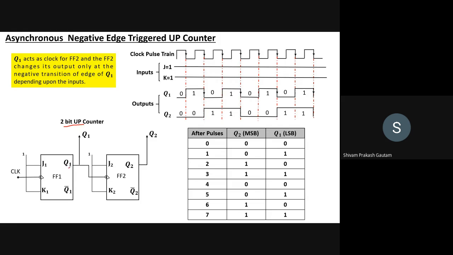And Q1 is acting as the clock to the second flip flop. Just see, the output of the first flip flop is acting as the clock for the second flip flop. That is why we call it an asynchronous counter. Okay, so you can read here as well. Q1 acts as a clock for flip-flop number 2, and flip-flop number 2 changes its output only at the negative transition of the edge of Q1, depending upon the inputs, right?